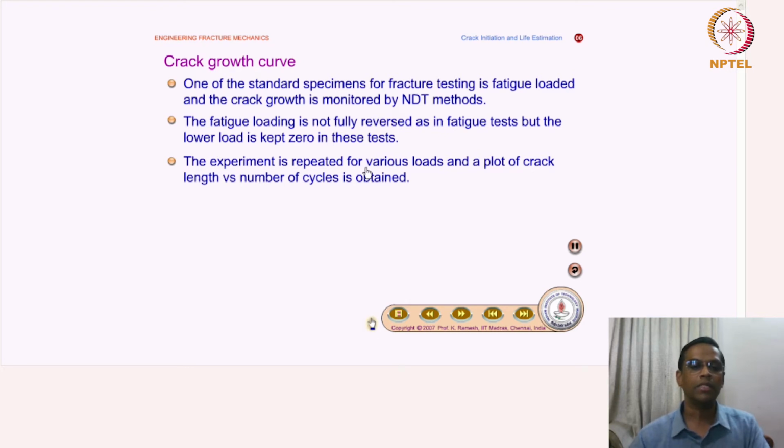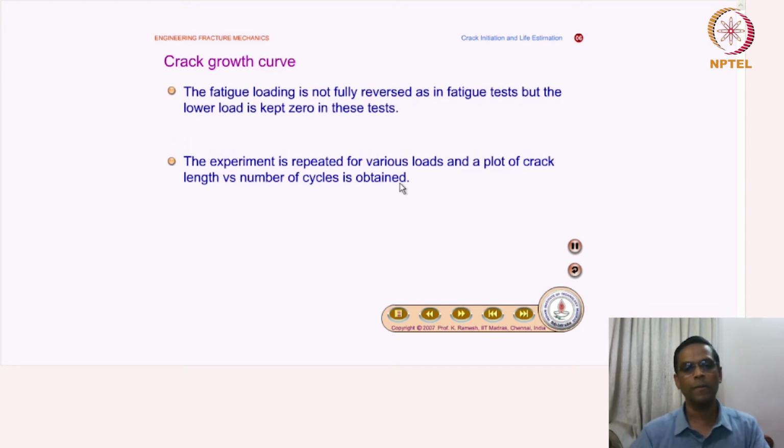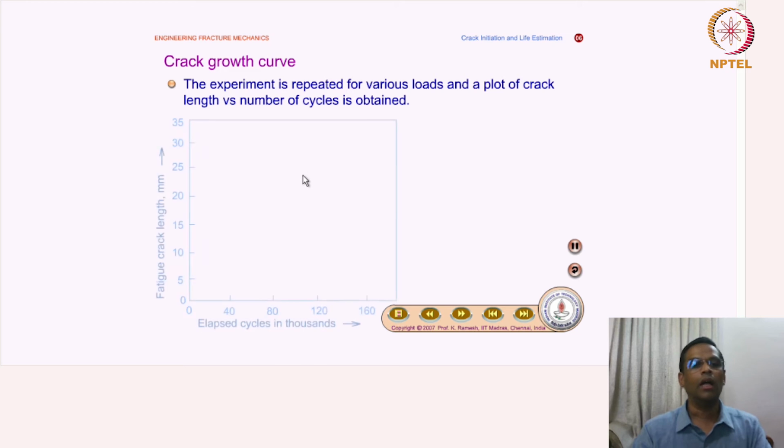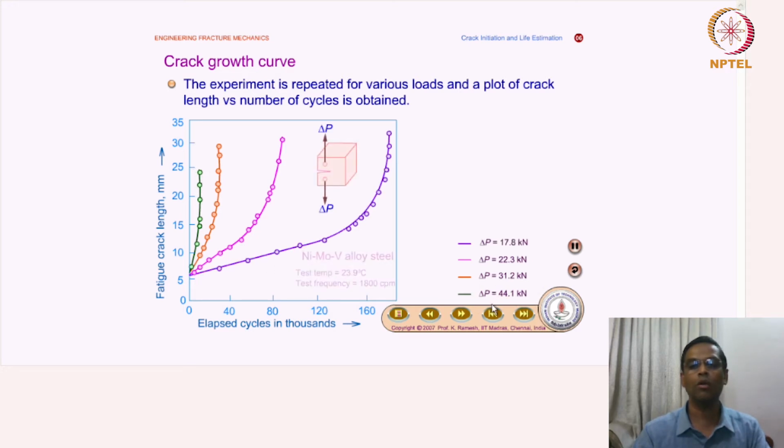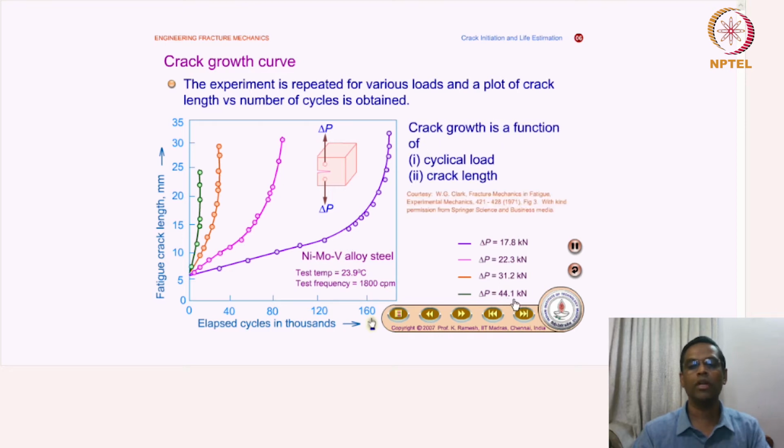The experiment is repeated for various loads, and a plot of crack length versus number of cycles is obtained. And the plot looks like this: fatigue crack length in mm versus elapsed cycles in thousands. So you can see that in a very small number of cycles, the specimen failed. That means the load delta P is very high, 44.1 kilonewton. So as you keep on reducing the load, the life also keeps on increasing.